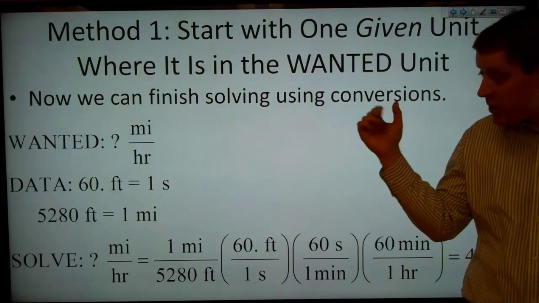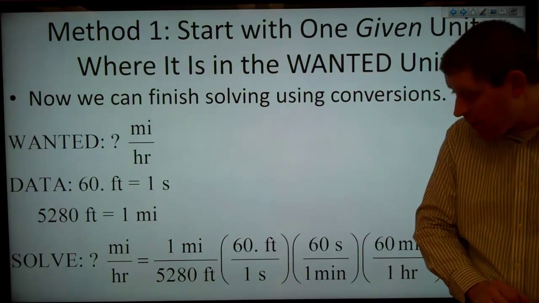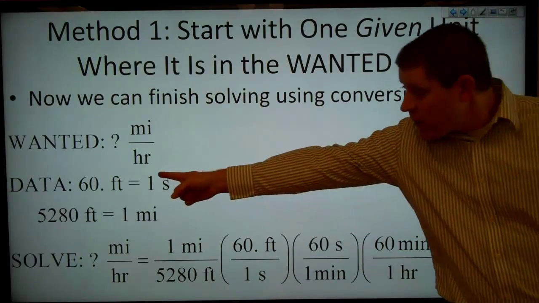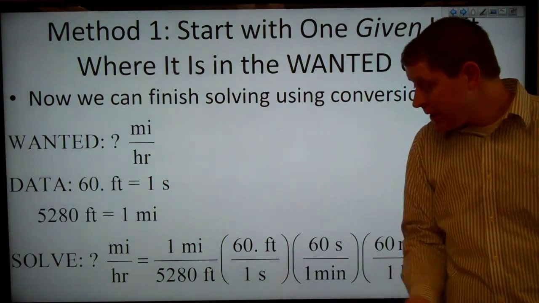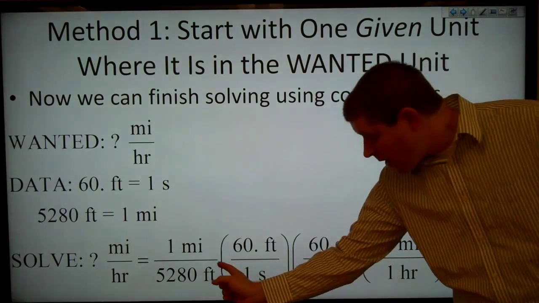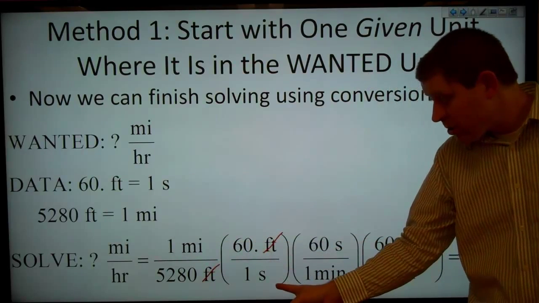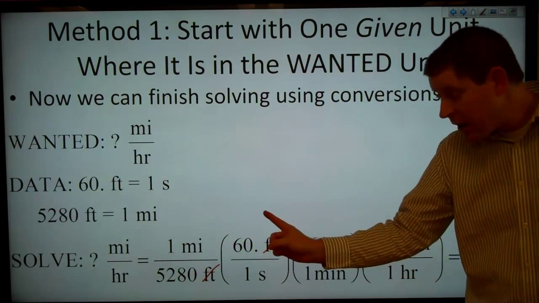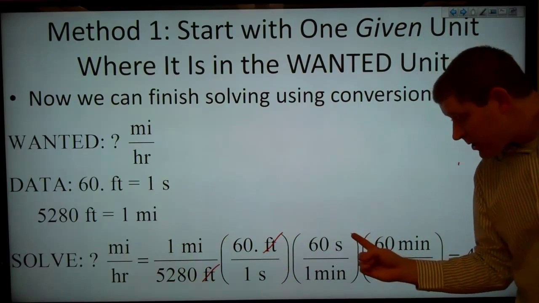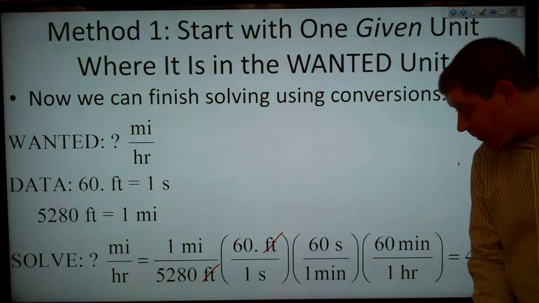And now we can finish solving using conversions. So we already had 1 mile on top and 5,280 feet on the bottom. We want to get rid of feet, so we need feet on the top. And we have a way of getting from 60 feet to 1 second. So we'll put 60 feet on the top, 1 second on the bottom. And now our feet cancels. We have miles where we want it, so now we have miles per second. But we don't want miles per second, we want miles per hour. So now we need to get rid of seconds. So we need to put seconds on the top in the numerator, and we'll put 1 minute on the bottom.